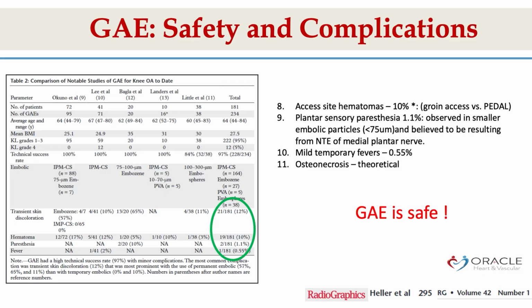So I'll go backwards. Instead of going from the groin down to your knee, I'll find one of your arteries in the foot and go back up. So our bleeding rate is 0, okay? So really the only complication is the skin rash, the non-target, and we've even reduced that. Other complications include paresthesia, which we've never had, and then fevers, which we've never had. Okay, so overall the bottom line is the procedure is safe.